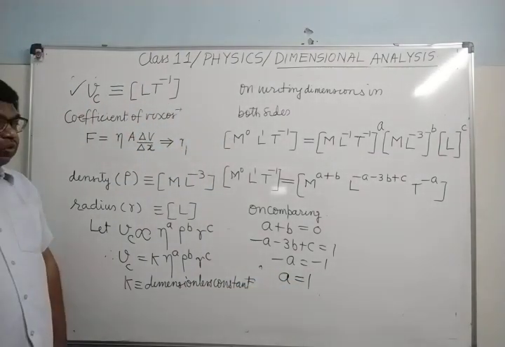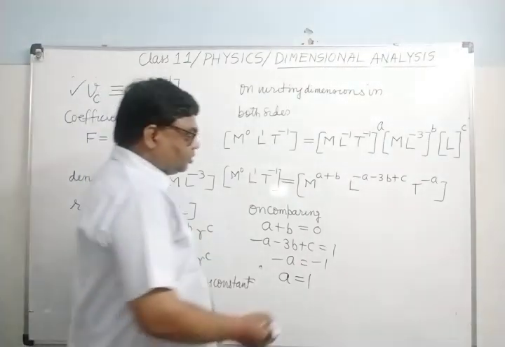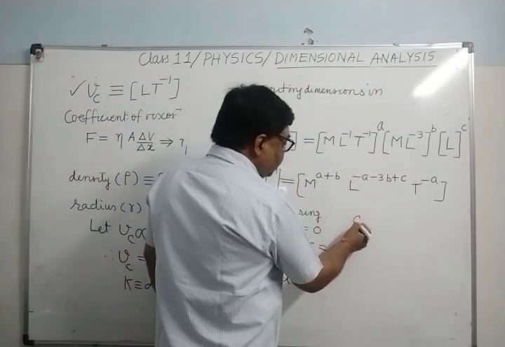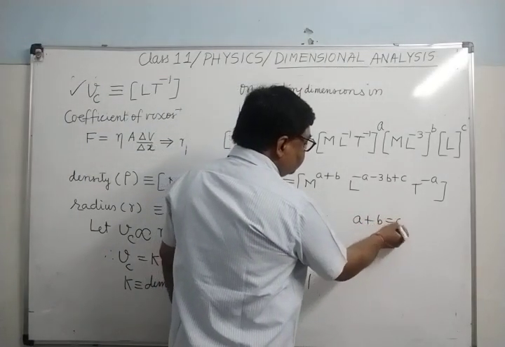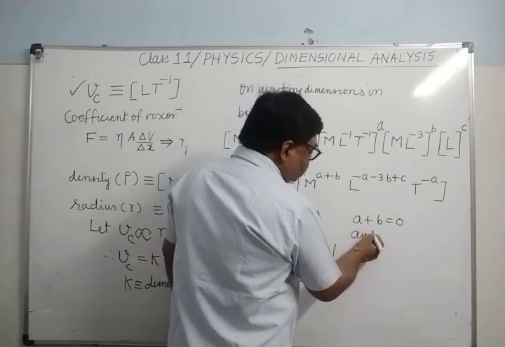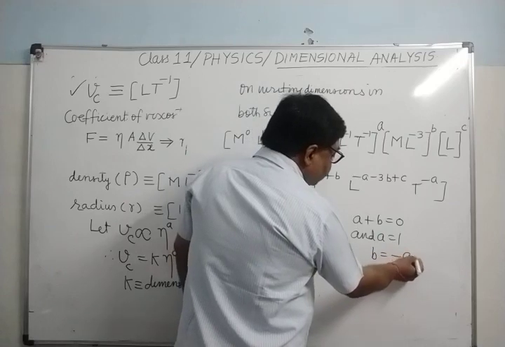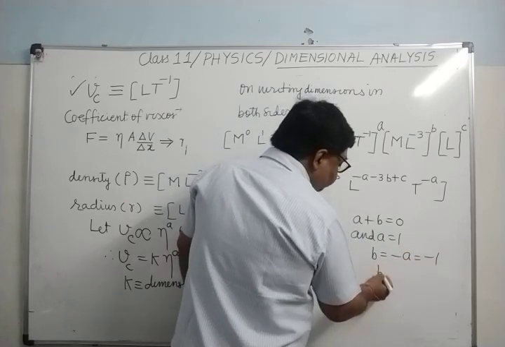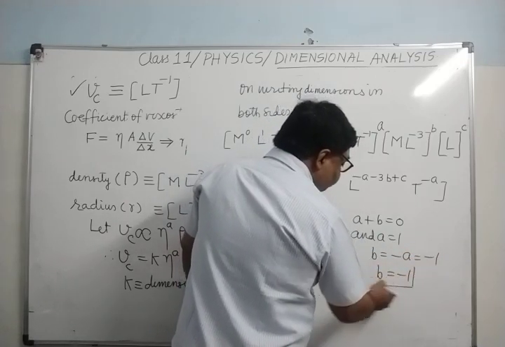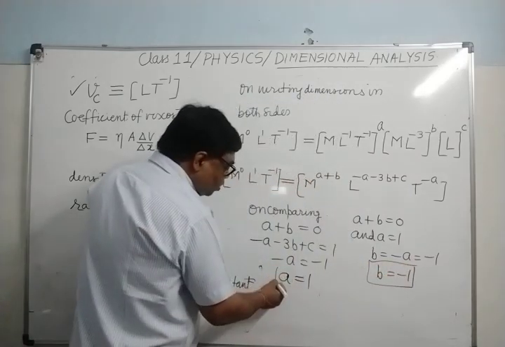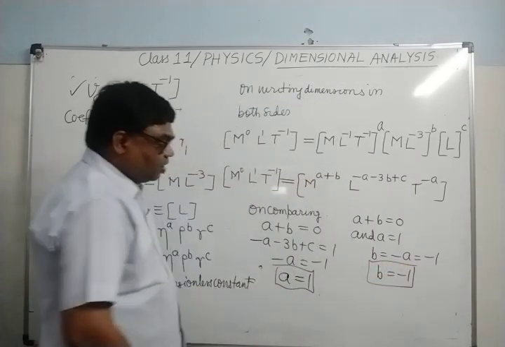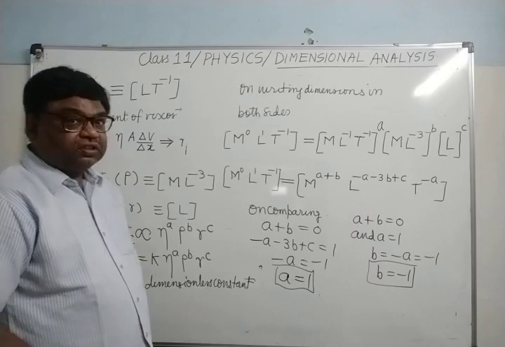a equals 1. So from this equation, you can write a plus b equals 0 and a equals 1. So what will be b? It will be minus 1. So b equals minus 1. a equals 1. Now you substitute in this c.